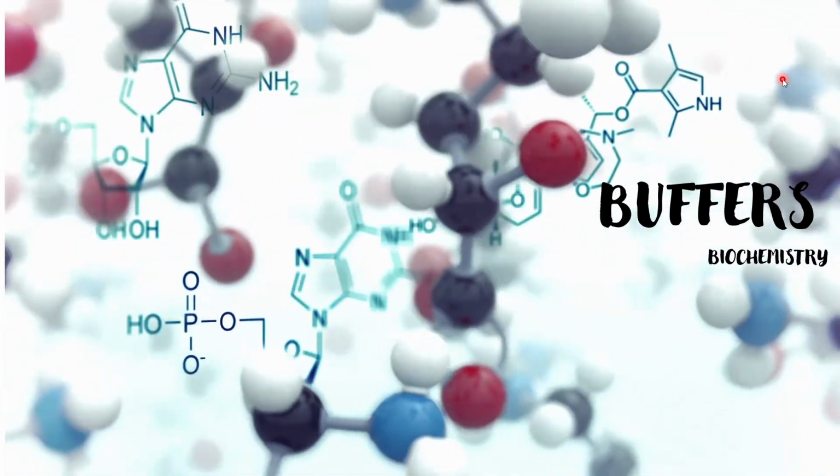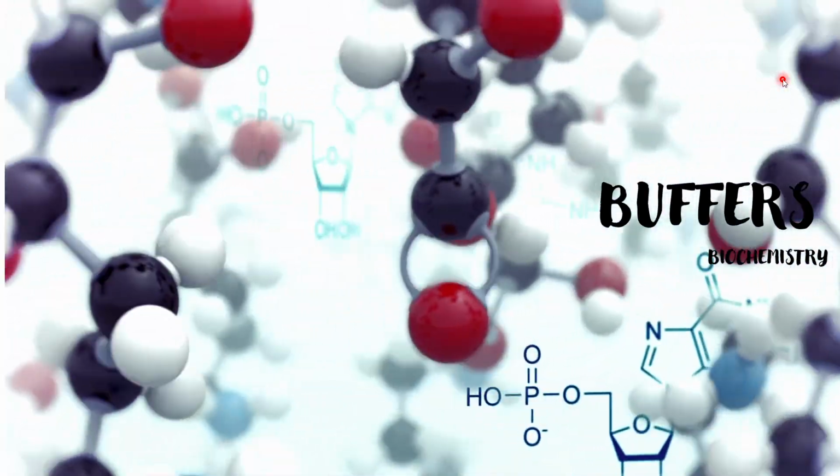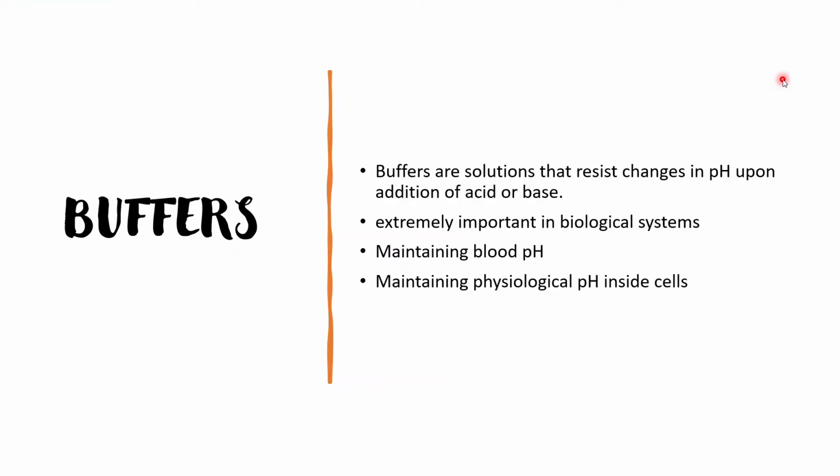In this particular video we are going to talk about buffers, biochemistry lecture number 3. What are buffers? Buffers are solutions that resist changes in pH upon the addition of an acid or a base. They are extremely important in a biological system because they help in maintaining the blood pH and also help in maintaining the physiological pH inside the cells.